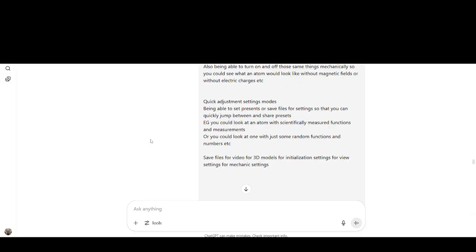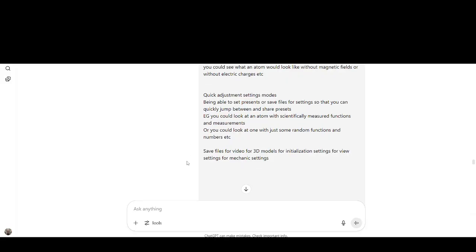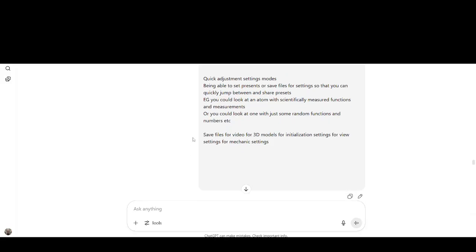right way, and the proton and all the other stuff are as scientifically accurate as possible. Or you could look at one with just some random functions and numbers. So you could just fiddle around with the settings and see what measurements you could try out. Also save files for 3D models, for initialization settings.